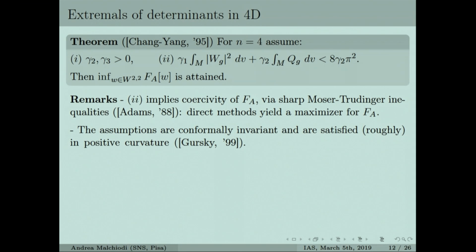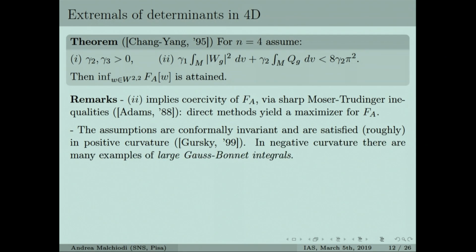So the assumptions are conformally invariant because of the comment I made before, and they're roughly satisfied in positive curvature. So Gursky proved that if you are in the positive Yamabe class, then there is precisely this upper bound on the integral of the Q curvature. But differently from the 2-dimensional case, where the maximal Gauss-Bonnet integral on a compact surface is attained on the sphere, so it's either 4 pi or 0 or negative, in 4 dimensions the integral of Q can actually be arbitrarily large. There are many examples, especially in negative curvature, like hyperbolic manifolds, where this integral can be arbitrarily large.